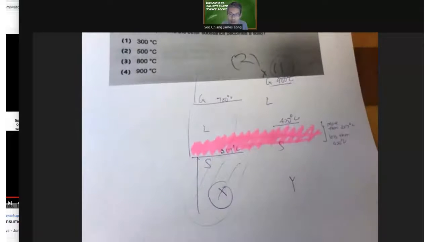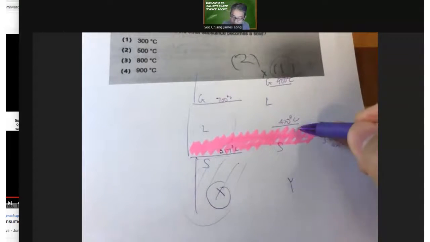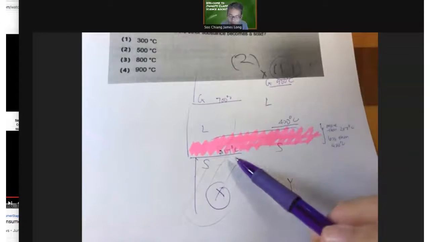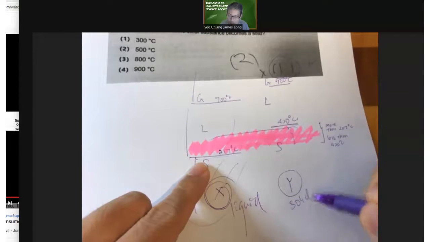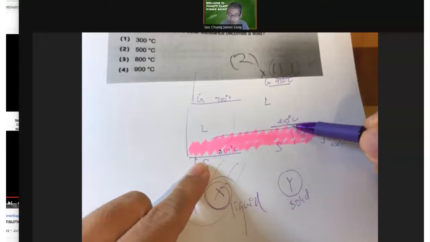Okay, so very clearly to me, the temperature must be between these two ranges. It must be more than 217, because once it is more than 217, this one becomes a liquid, and it cannot exceed 420. So once it's between these two, that means that Y remains as a solid because it doesn't reach the melting point. So the only number that's between 217 and 420 is 300 degrees Celsius.